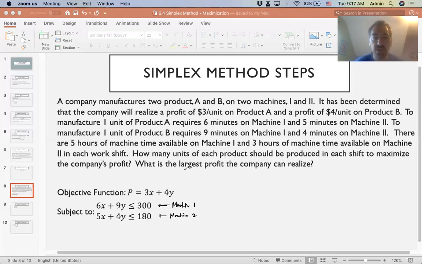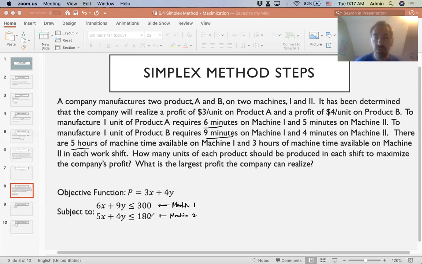Okay, so we know that on machine 1, we need 6 minutes. That's the 6X for product A. We know we need 9 minutes on machine 1 for product B. That's the 9Y. And we only have 5 hours available. Now we're talking about minutes, so we need to convert hours to minutes. There's 60 minutes in an hour. 5 times 60 is 300. That's where this 300 comes from.